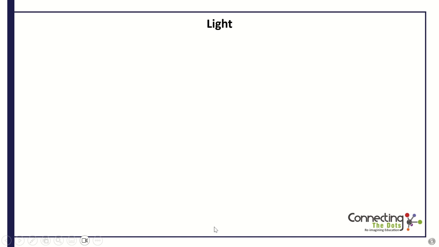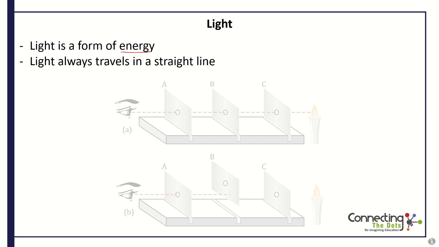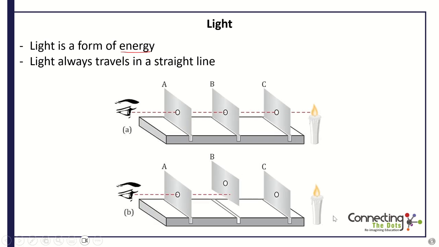So, what is light? Light is essentially a form of energy, and it helps us to see various objects. And a very important property of light is that light always travels in a straight line. Light travels in a straight line, and this can be demonstrated using an experiment as shown.